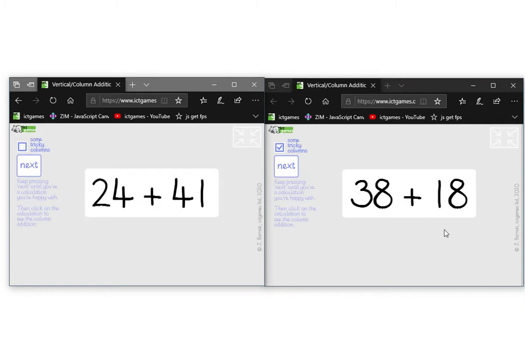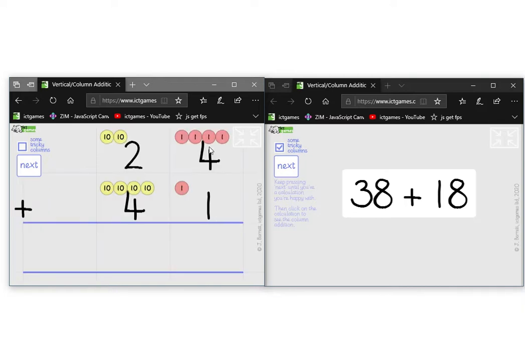Okay, so I'm assuming you've paused the video and you've completed one of those calculations. We'll do the year 1 first. 24 add 41. So I line up the 1s in one column and I line up the 10s in another column. 24 add 41. And then I always start with the 1s. So 4 add 1 is 5. Well done. And then 2.